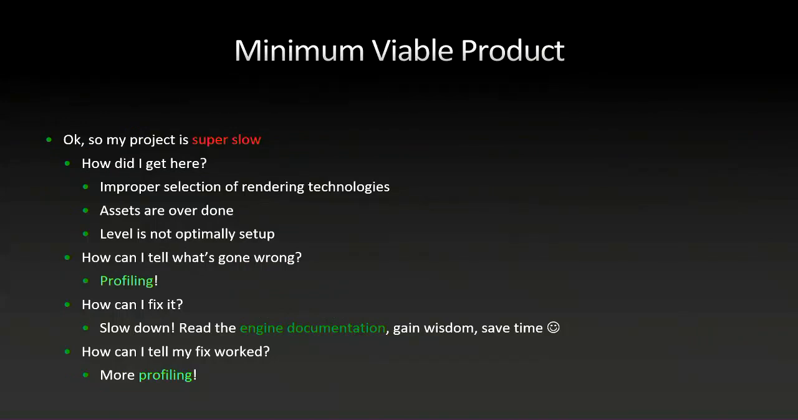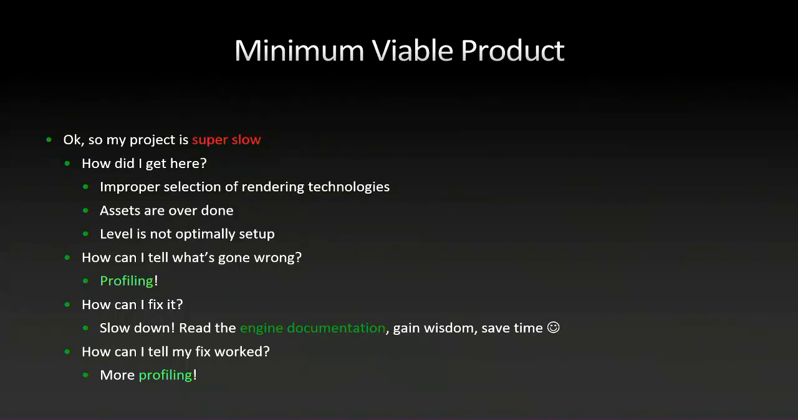So, okay, your project is super slow. So we're going to figure out how did you get there? What's gone wrong? And usually that can come down to an improper selection of rendering technologies. So we're working with a runtime renderer, so there's a lot of scalability and things we can configure. Your assets are overdone. I probably want to put poorly in here, but poorly is not the right word. It's just that you haven't spent enough time focusing on what matters with your assets. And your level is not optimally set up. And we'll cover all these bases.